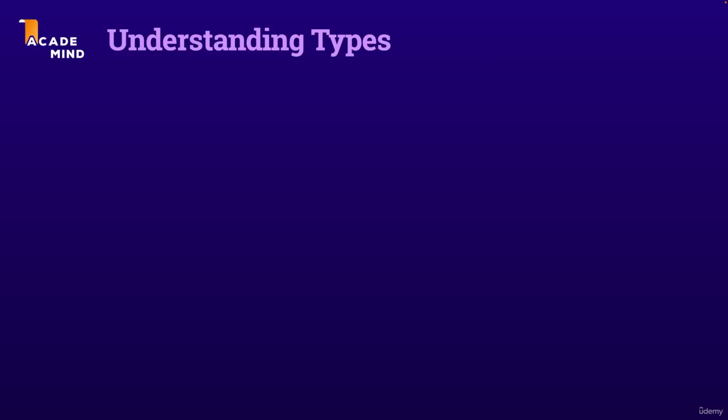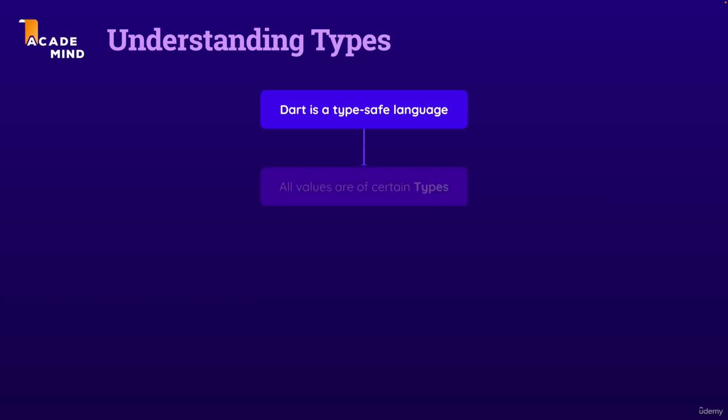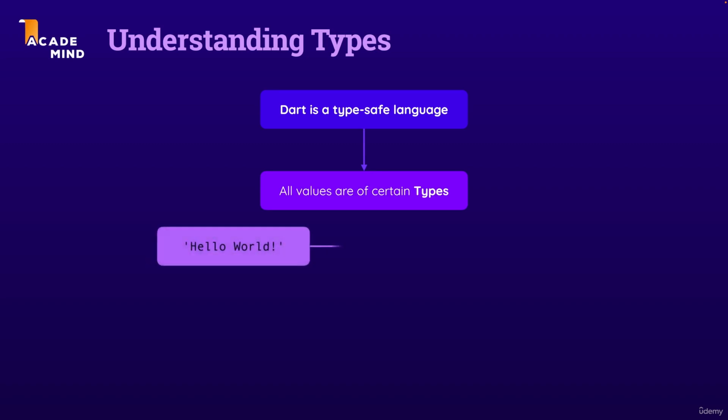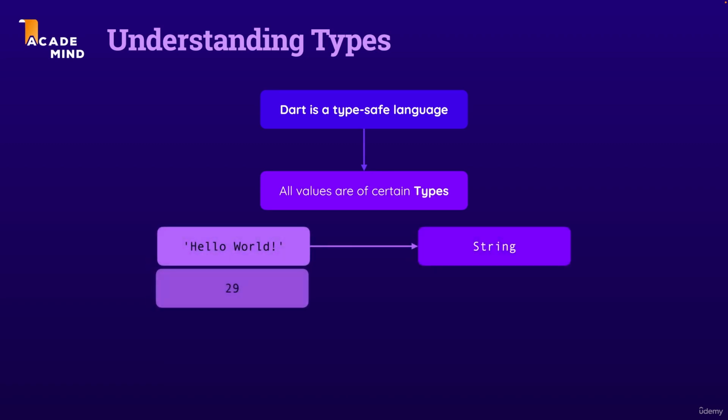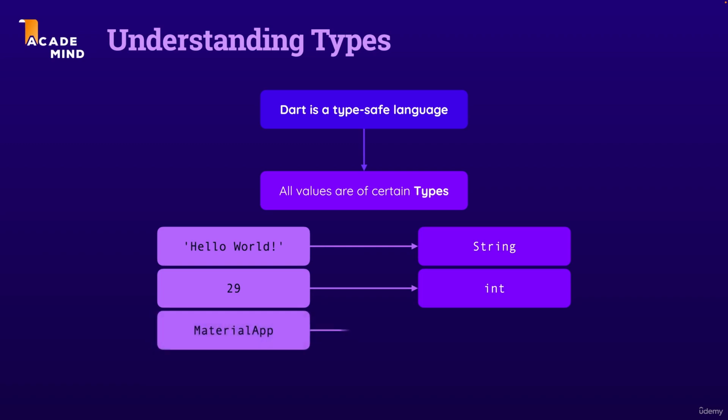You also learned that Dart is not just object-oriented, but that types are important. That Dart is a type-safe language, which simply means that all the values you are working with are of certain types. For example, the text hello world would be of type string. A number could be of type int for integer if it's a number without decimal places, and the material app widget would be of type material app, because you can also create your own custom types. And for example, every class you define also automatically creates a type of the same name.